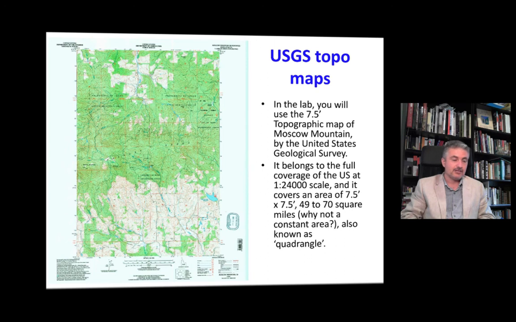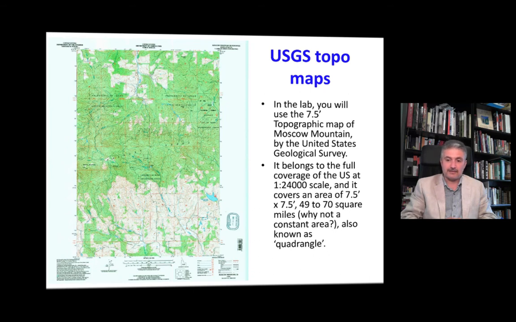The footprint of each one of these rectangles is 7.5 minutes by 7.5 minutes. As a consequence, each one of these covers from 49 to 70 square miles. The area is not constant because the extent in degrees is constant. 7 minutes has not the same value at the equator than it has at the pole.